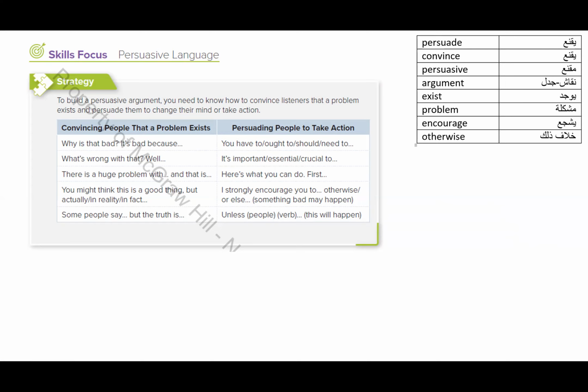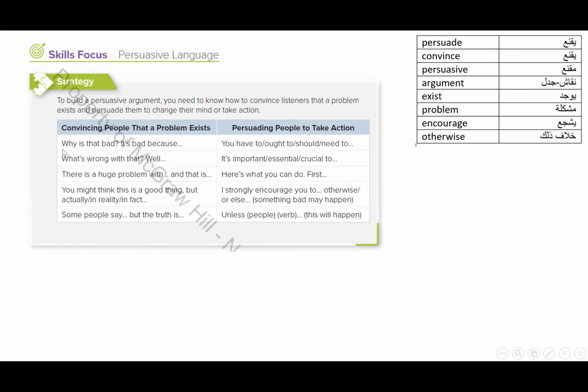Here, excuse me. Skills, focus. We have persuasive language. في عندنا ال persuasive language. لغة الإقناع. Look at the table. Here you can see convincing people that a problem exists. Persuading people to take action. Convincing people that a problem exists, دي معناها you show the problem. انت كده بتبين المشكلة. ما ينفعش اقنع شخص before showing him the problem. First, show him the problem. بين المشكلة في البداية. Then, persuade him to take an action. بعد كده اقنعه انه ياخد خطوة to solve the problem.